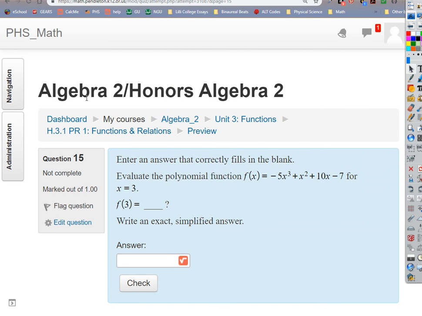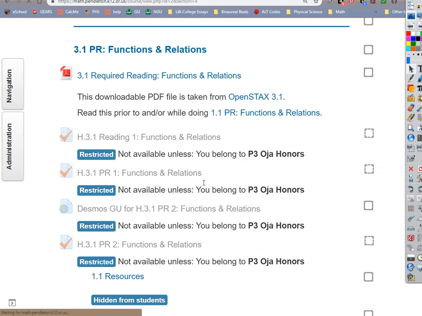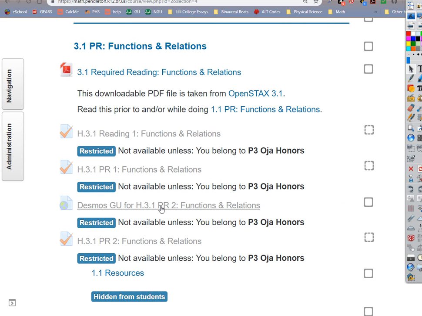Oops, darn it. The second assignment, I just put it as a link before the assignment. So there it is. If you click on that, you can open up the Desmos graphing utility. You might bookmark it too. Okay.